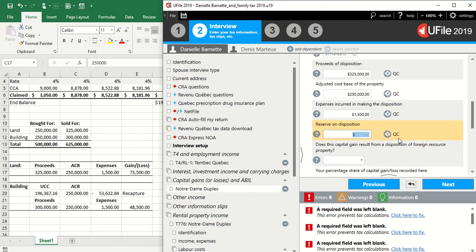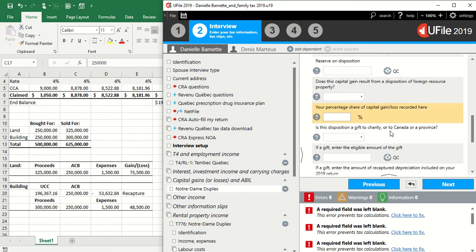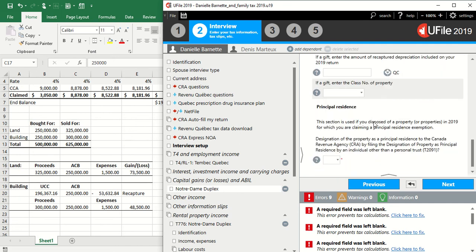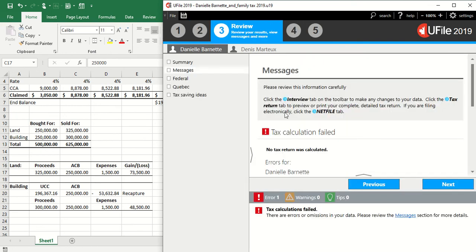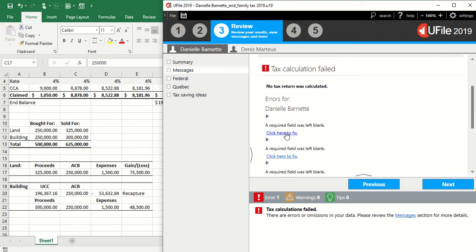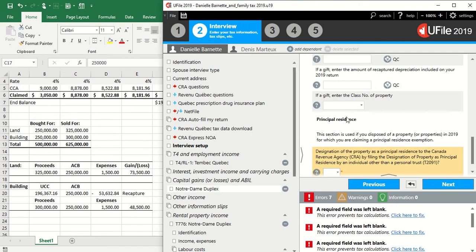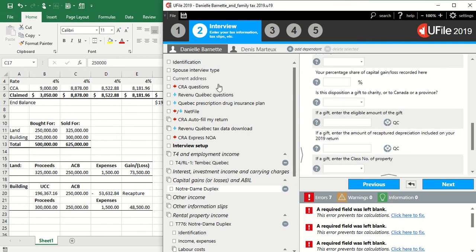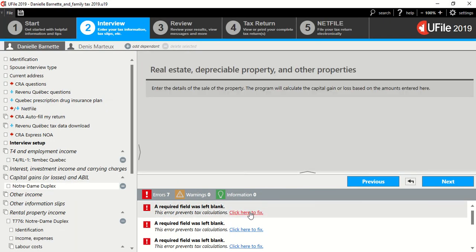Let's see. Reserve here. Yeah, play it safe. I would do it manually. All right, so if we look at the return again, a required field was left blank. Okay, let's maximize this and see where the required field is.